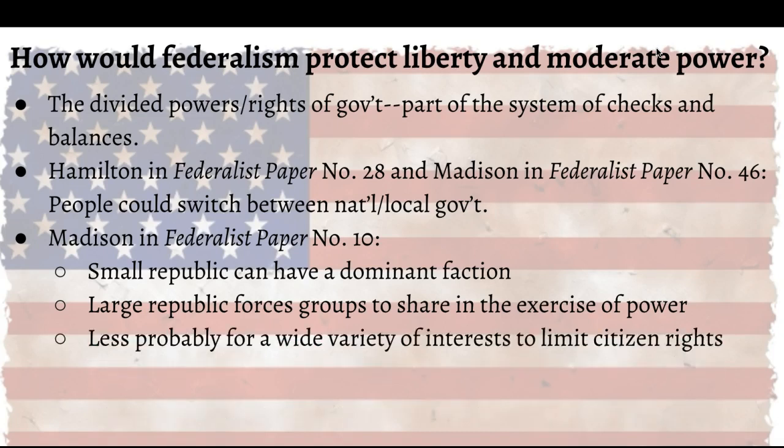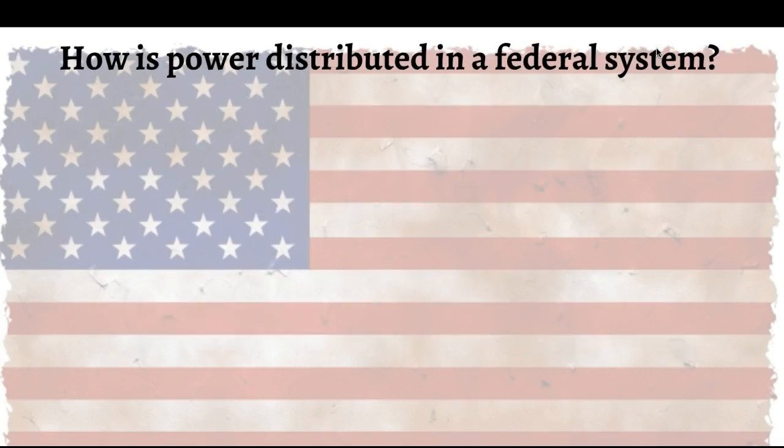And so in Federalist Paper number 10, Madison is going to say it's less probable for a wide variety of interests to limit citizens' rights. So if you split the power up between a bunch more people, it's going to be much less probable for a wide variety of these people to limit citizens.